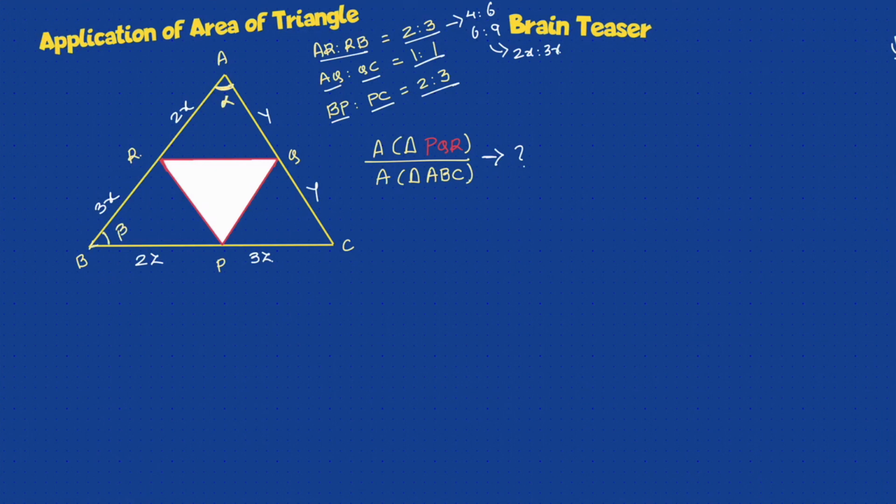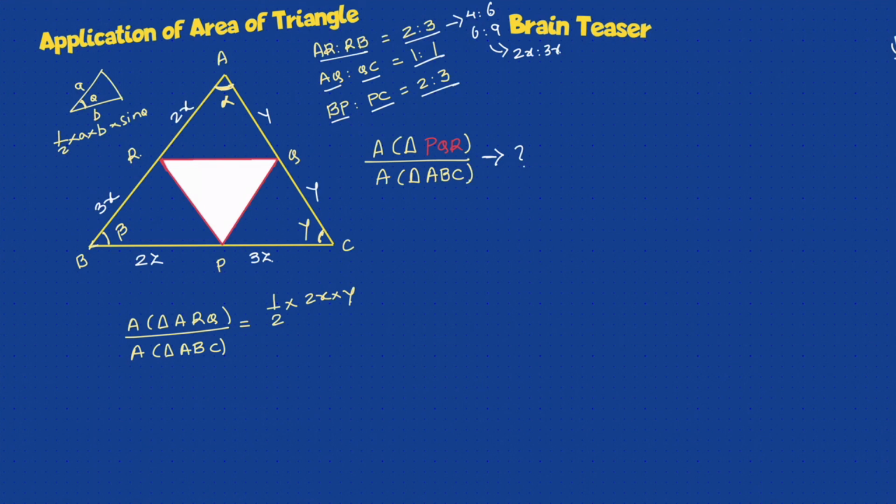Now let angle A be alpha, B be beta, and angle C be gamma. Why am I doing this? Because now I'll apply the formula of sine theta. Area of triangle ARQ upon area of triangle ABC. I'm comparing the area of triangle ARQ with ABC. What is the area of triangle ARQ? I'll apply the sine theta formula: product of two sides into the sine of the angle between the two sides. So half into one side is 2x, other side is y, into sine of the angle between the two, which is alpha. So sine of alpha.